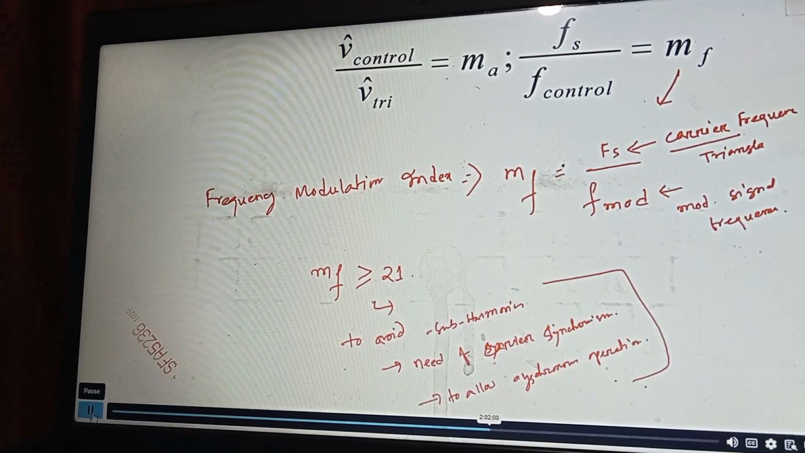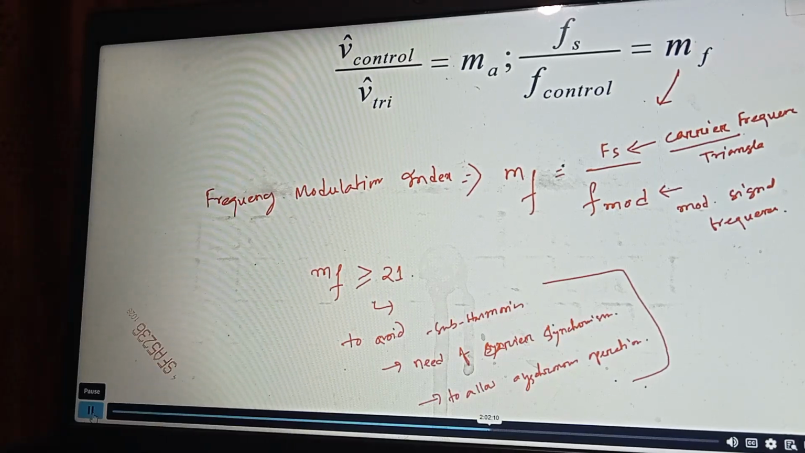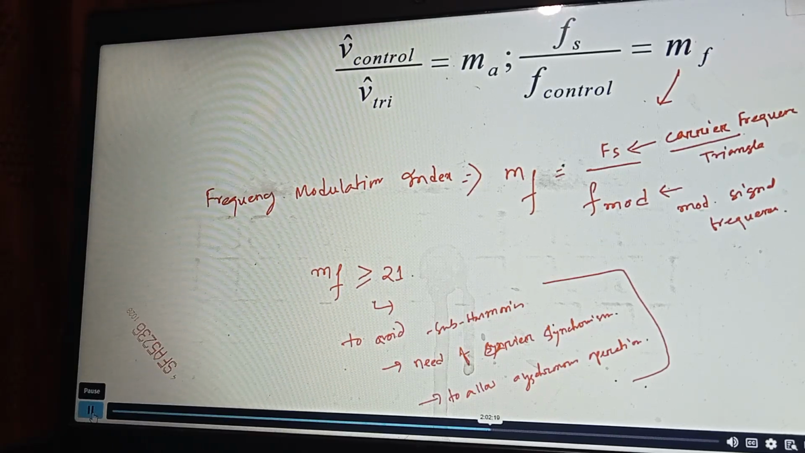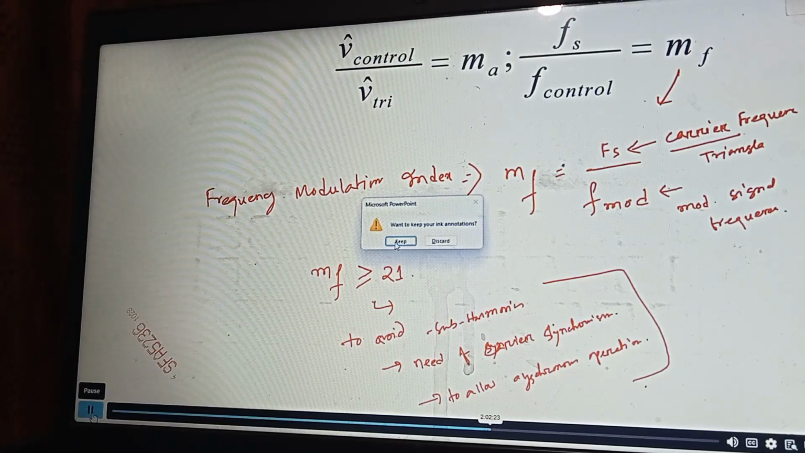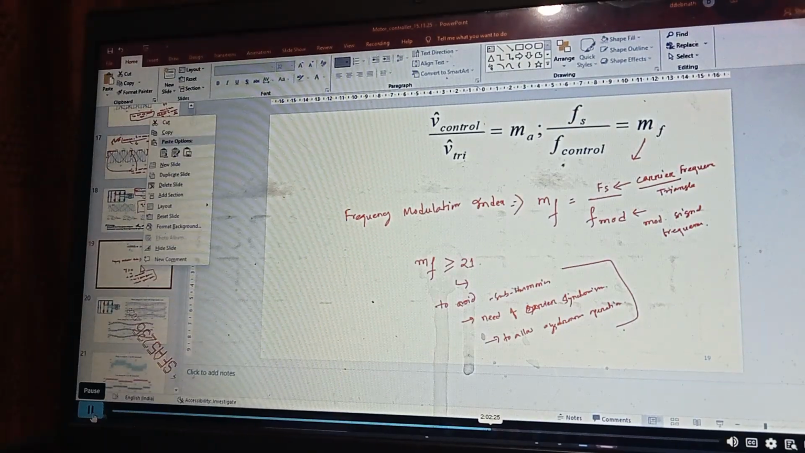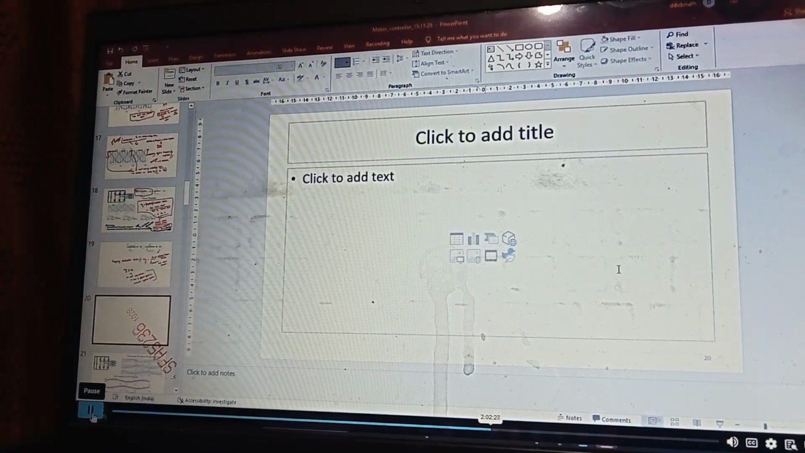Again, these are very hardware dependent things. If time permits, I'll describe. Otherwise, just note that this carrier frequency is generally selected at least 21 times higher than the modulating frequency, to avoid certain hardware implementation restrictions. Another issue is also there, I'll come to it, but let me take up this first. So MF is the ratio of Fs by F modulating signal.